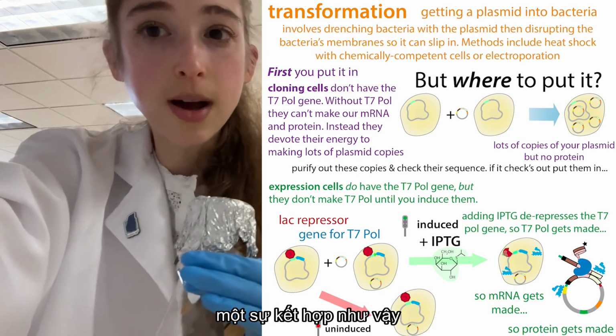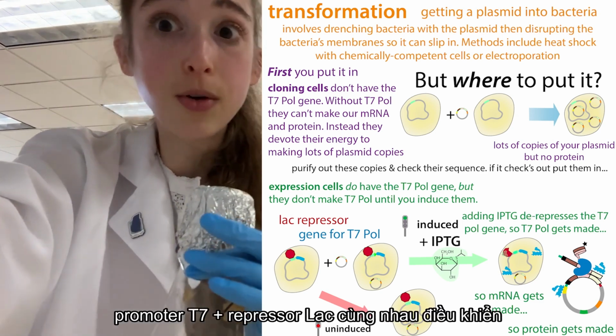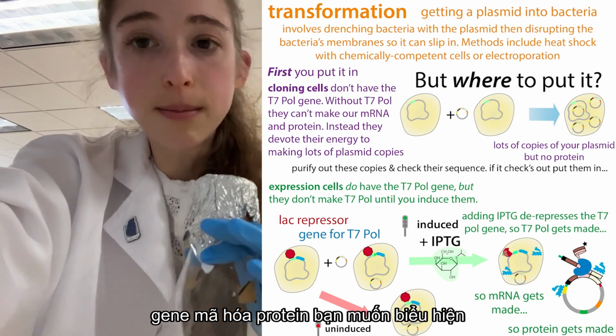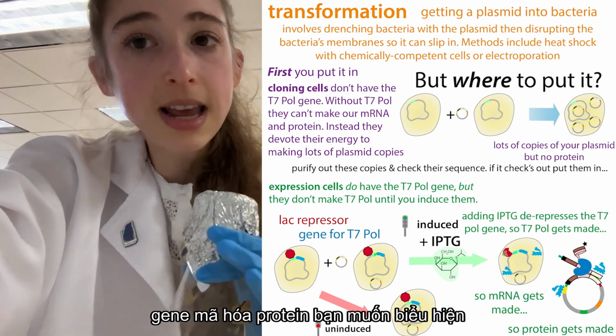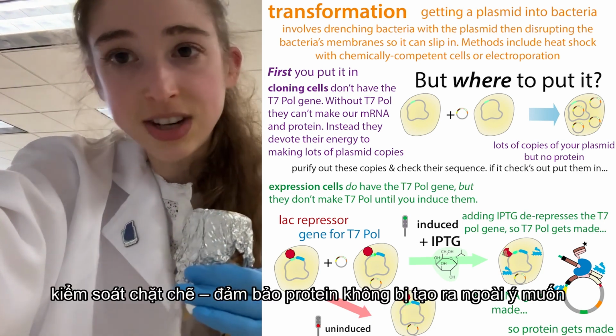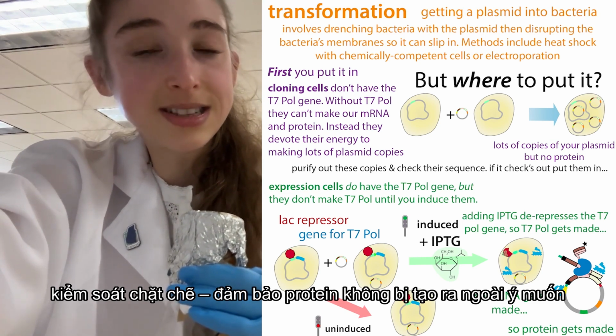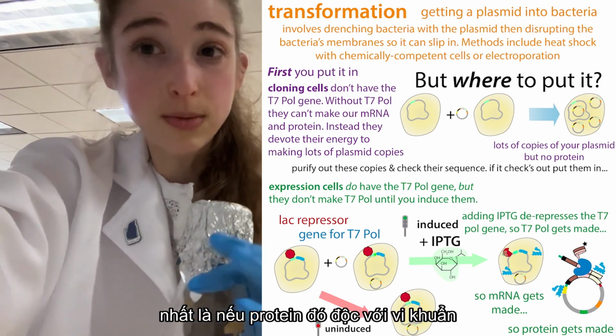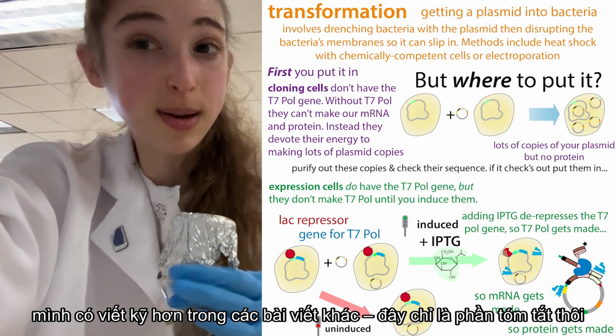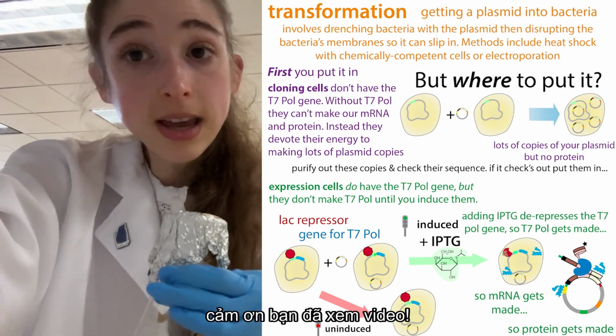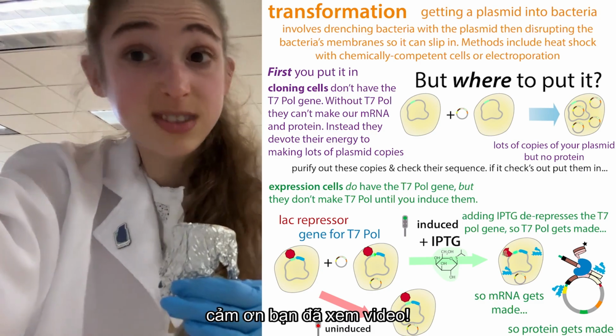And sometimes you get a combination where you actually have a T7 promoter and a lac repressor and promoter in front of your gene of interest. And so you can get extra security to make sure that you're not getting things made when you don't want them to be made, like if your protein's toxic to the bacteria or something like that. So again, much more in other posts. This is just the gist.